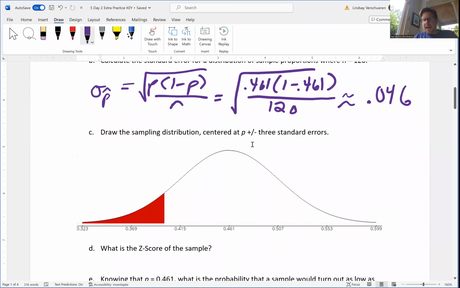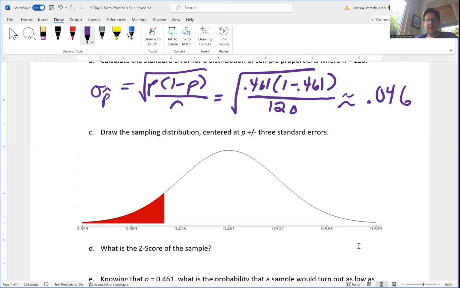This next part I answered beyond what was asked, but it says draw the sampling distribution centered at p, plus or minus 3 standard errors. So that would be centered at 0.461, and then adding 0.046, 0.046, 0.046, and subtracting the same number. And it shows this is our distribution of sample proportions. We would expect infinite sample proportions to be distributed like this.